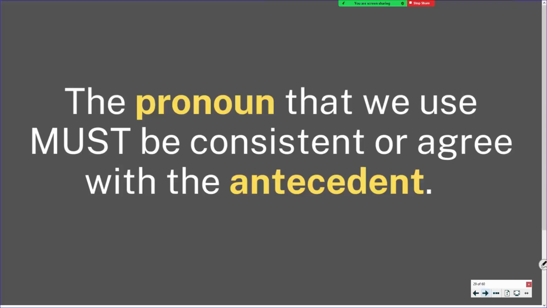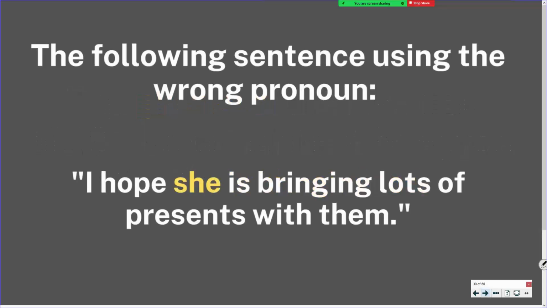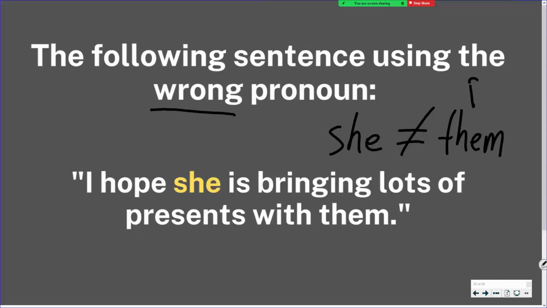The pronoun we use must be consistent or agree with the antecedent. If it's a singular pronoun, it's got to be referring back to a singular antecedent. So this is wrong. This is how we don't do things: "I hope she is bringing lots of presents with them." "She" does not work with "them." Them is plural. She is singular. See how that works? The pronoun "she" cannot work with "them." It uses the wrong pronoun, okay?